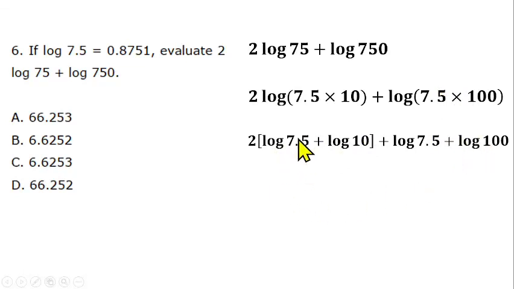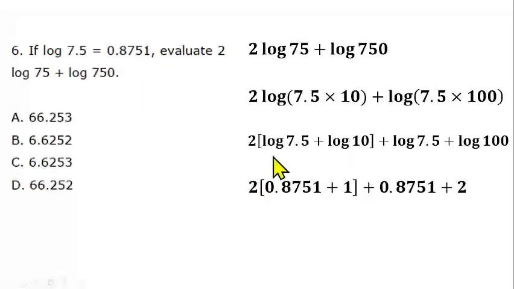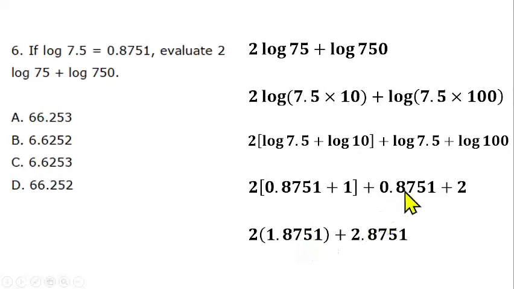Then we are given the log of 7.5, which is 0.8751. So log 10 base 10 is 1. So we have 0.8751 plus 1 plus log 7.5 which is given, which is this. Put that there. Log 100 base 10 is 2. So if we add, we have 2 into 1.8751 plus 2.8751. Simplify this further, we have 6.6253, which is option C.